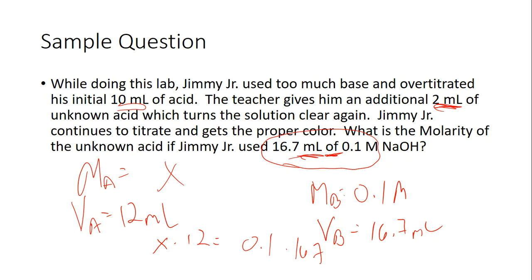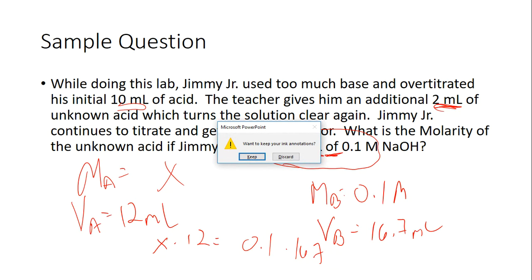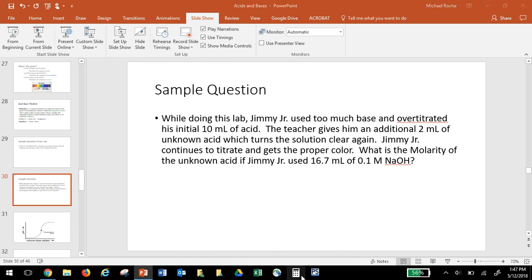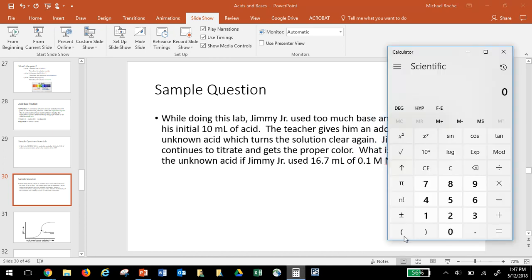And I forget what that is when you do it all out. I guess I could do that. We'll discard all that. So it's 12x equals 0.1 times 16.7 times 0.1 equals that, and then we're going to divide that by 12. So the answer is 0.139.